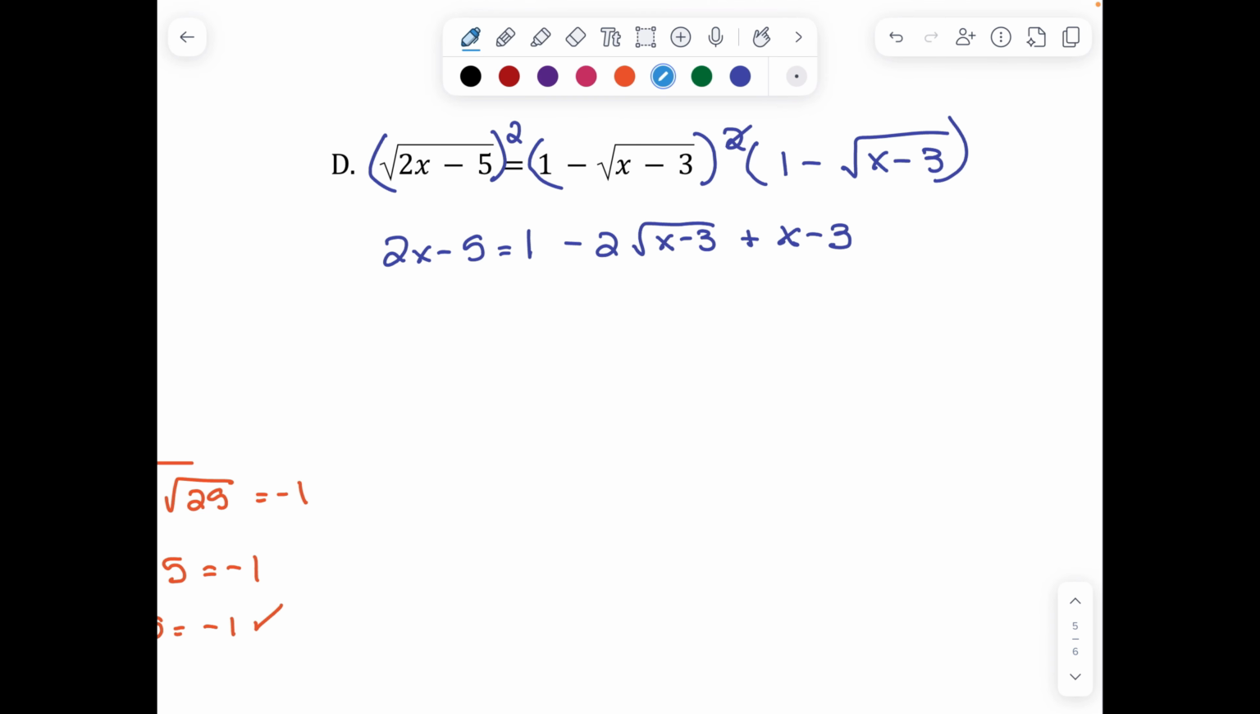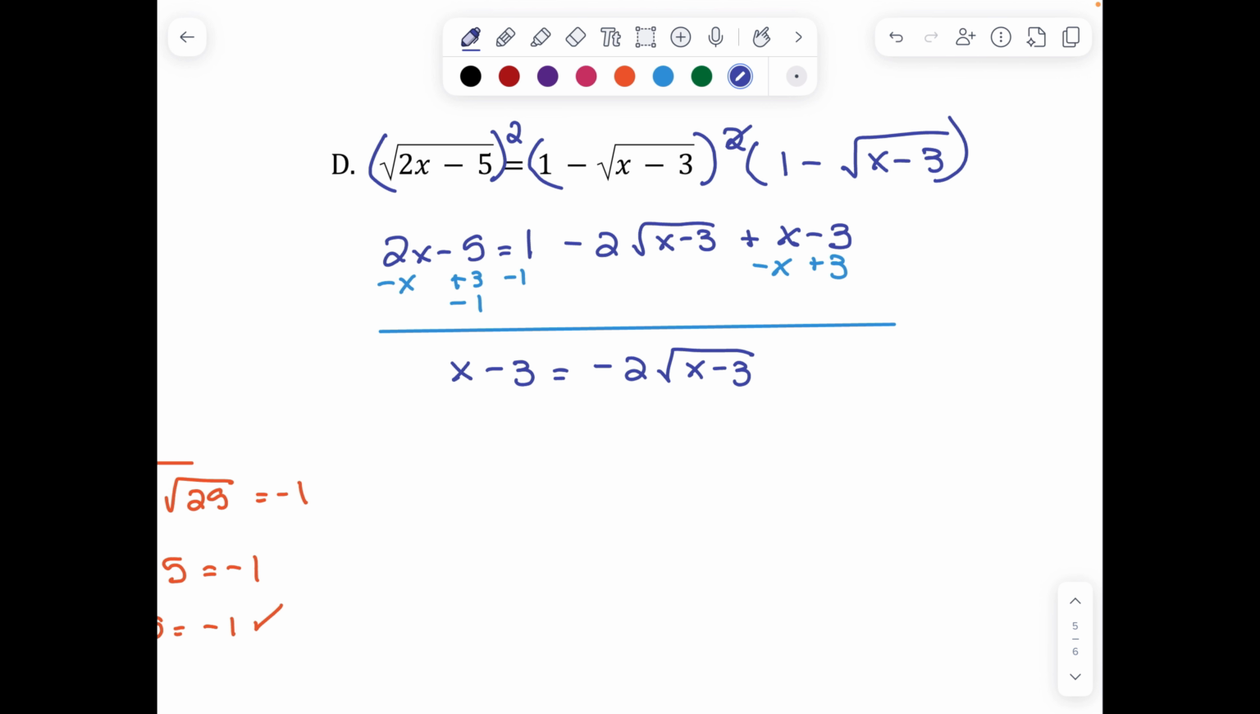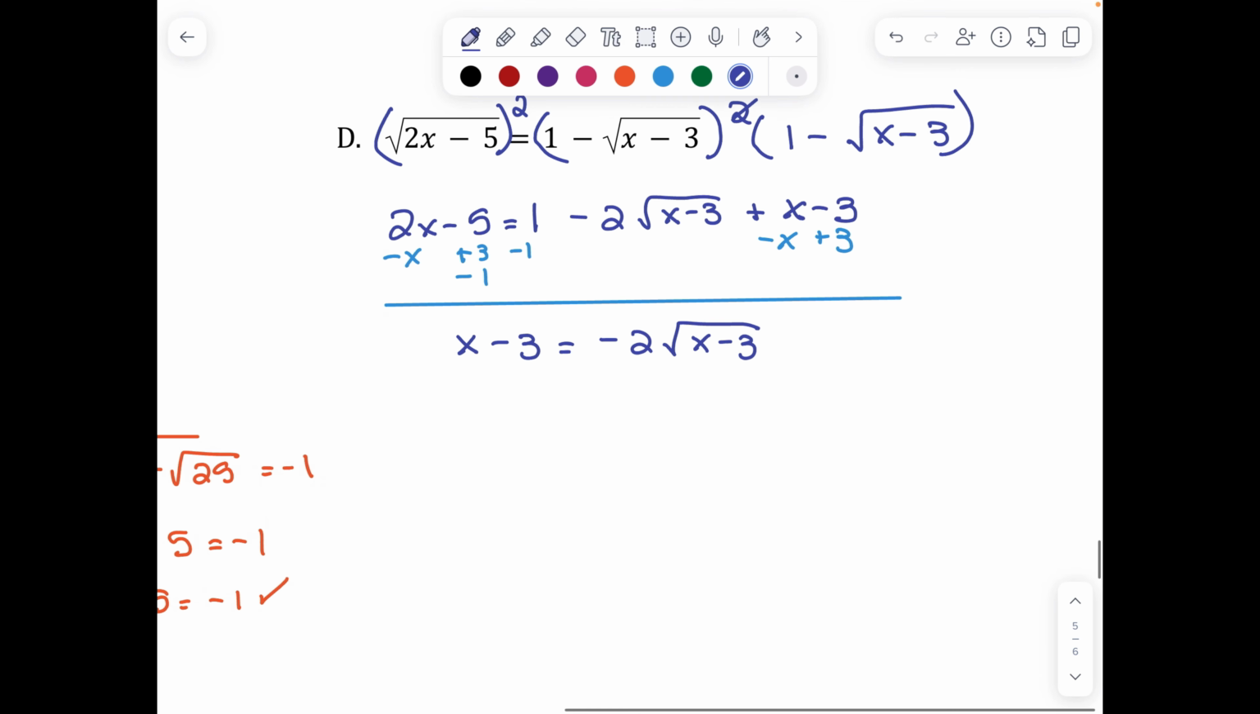Now I'm just going to move this stuff over. So I subtract x, I add 3, and I subtract 1. So I am left with x minus 3 equals negative 2 square root of x minus 3. So I'm going to go ahead now and square both sides because everything is not divisible by 2 or negative 2. So I'm going to go ahead and square both sides here.